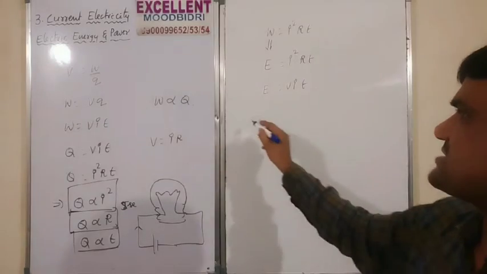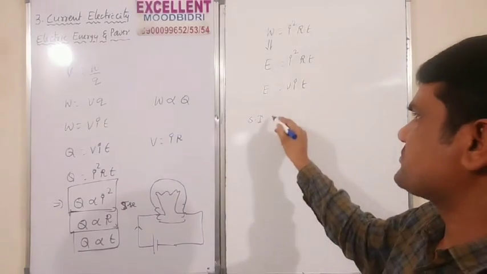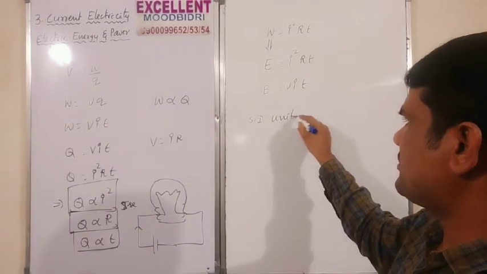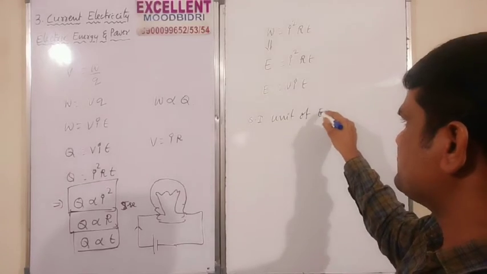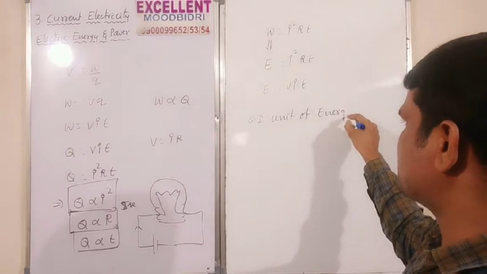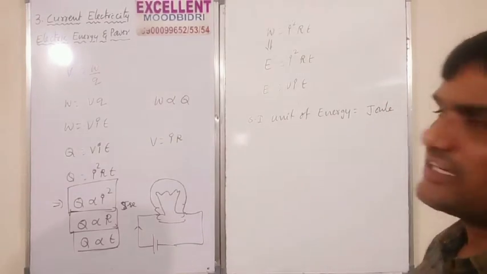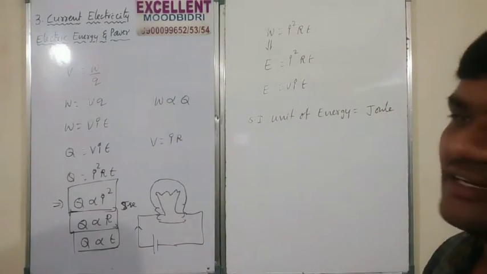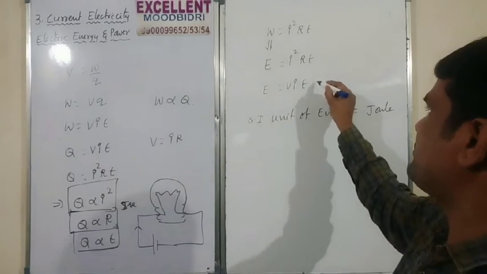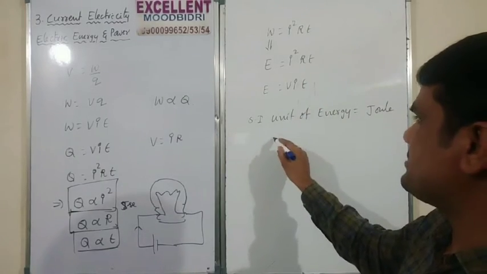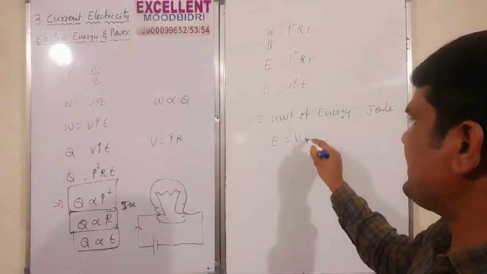E is equal to VIT. Next, SI unit of energy. Electrical energy. The general SI unit is joule only. Correct? Now, we can also write E is equal to VIT.